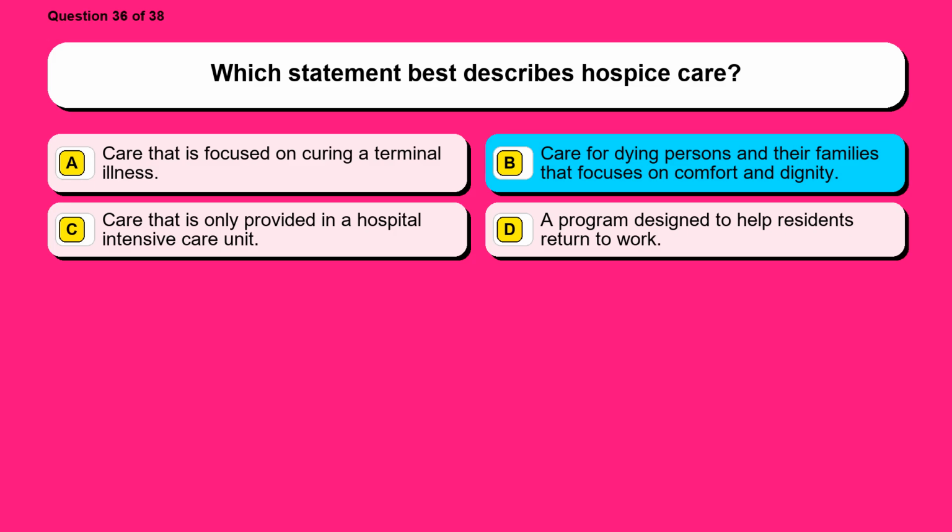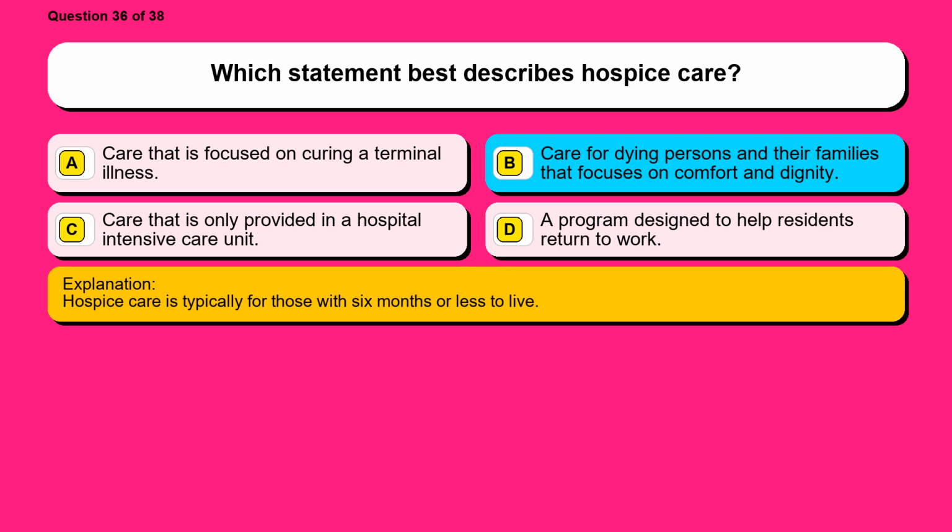The correct answer is option B. Care for dying persons and their families that focuses on comfort and dignity. Hospice care is typically for those with 6 months or less to live.